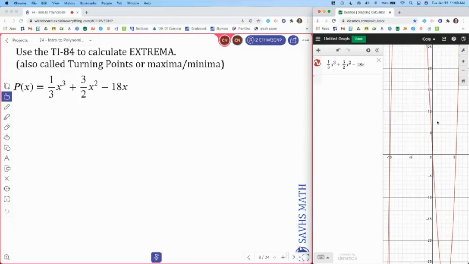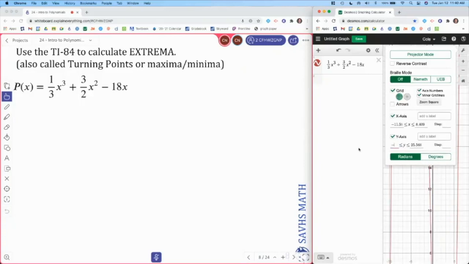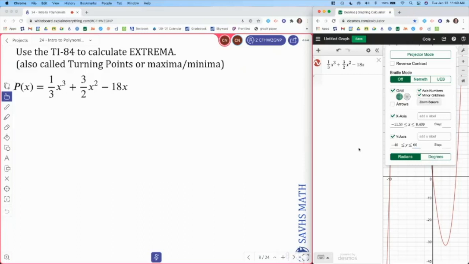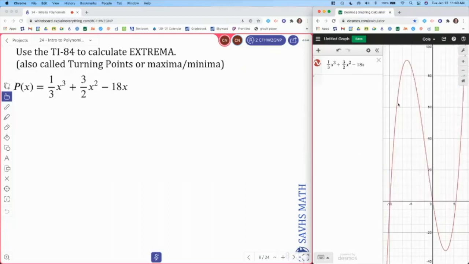And so I see that this is really tall and really kind of stretched out. And so I'm thinking maybe I should adjust my window a little bit. So I'm going to change my y-axis to show more of the graph. Maybe 100. And now I can see this polynomial looks pretty nice. I can see all of the features.